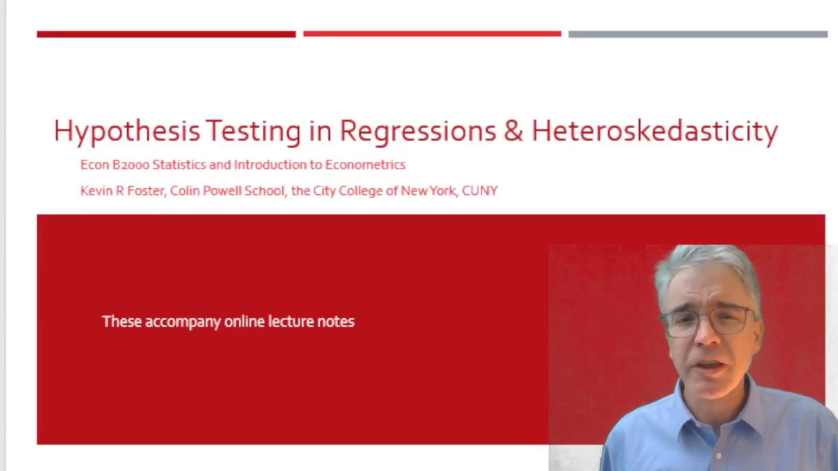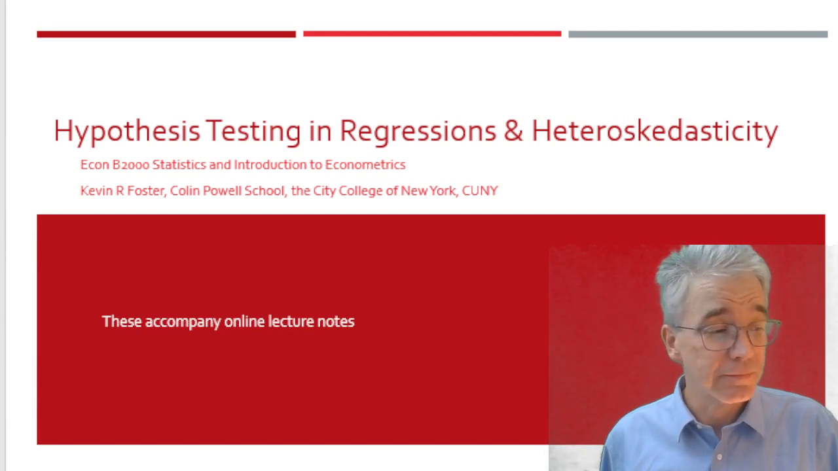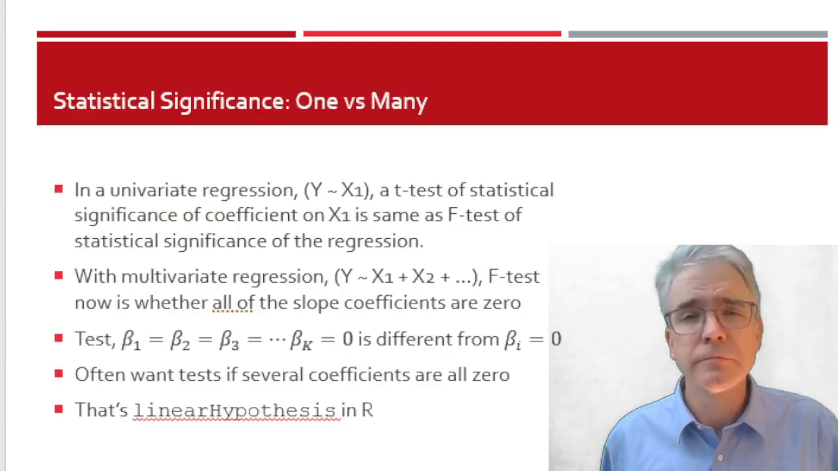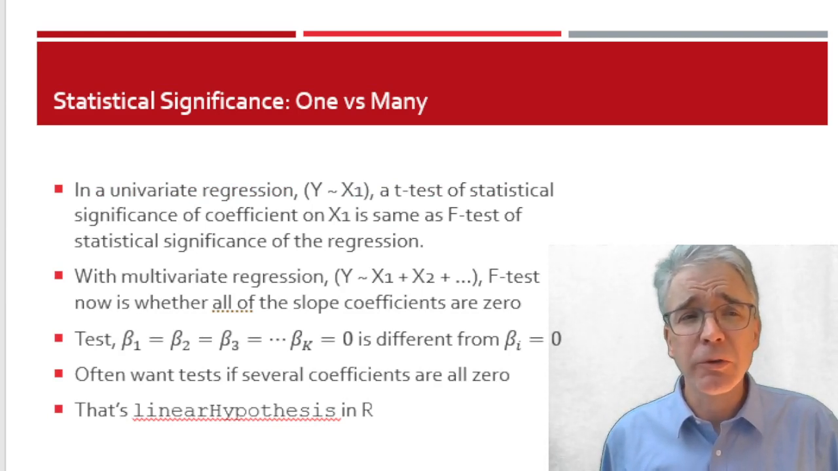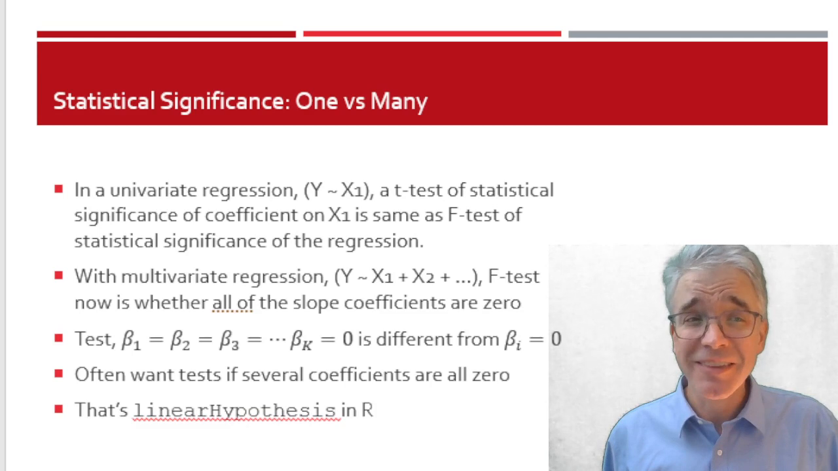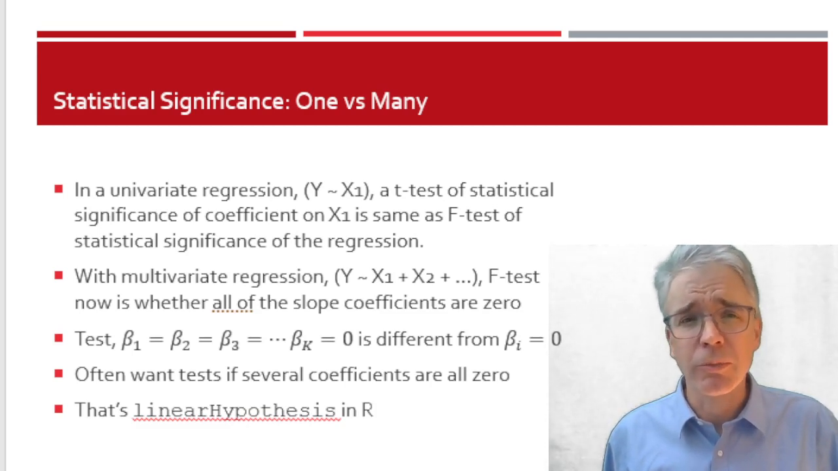Hypothesis testing in our regressions, and how heteroskedasticity will change that. We'll do a lot of hypothesis testing on one or several regression coefficients. There's an important distinction between doing a t-test on an individual regression coefficient versus doing an f-test on a set of regression coefficients taken together, sometimes all the slope coefficients.